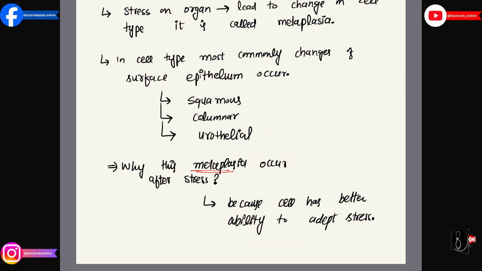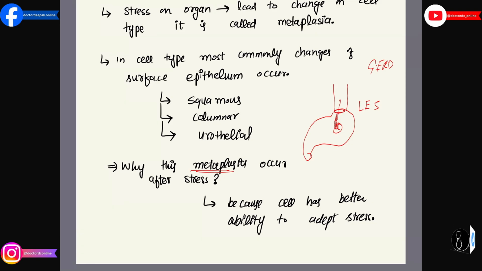Let's suppose I take one example of the esophagus. Here is the esophagus and below that we have the stomach. We know that between the esophagus and the stomach there is a junction called the lower esophageal sphincter, which closes the esophagus and does not allow gastric content into the esophagus. But there is a condition called GERD, gastroesophageal reflux disease. In GERD, what happens? The acid goes from the stomach to the esophagus.